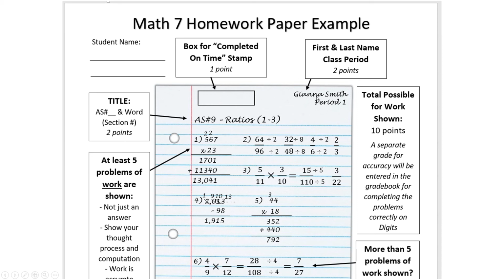You need your first and last name, your class period, each of these being a point. You're going to need the assignment number with some type of word about the assignment and or the section number. So you need at least the assignment number and at least the section number or a description. Then you are to show at least 5 problems of work. So you'll see here 1, 2, 3, 4, 5. So actually showing work and not just listing an answer.